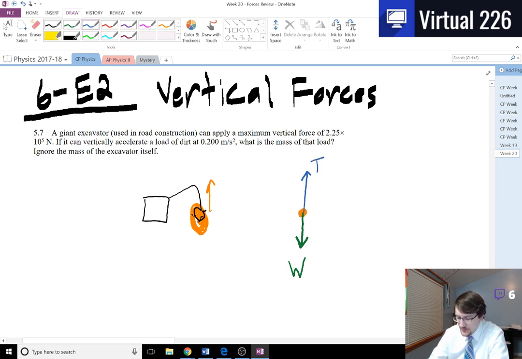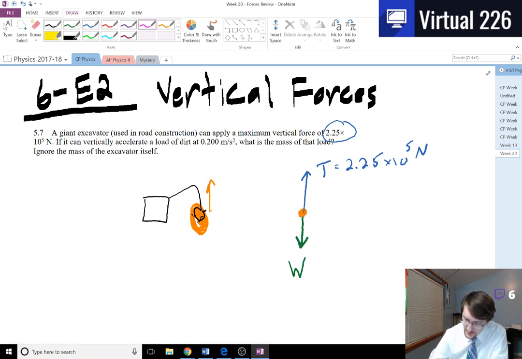the maximum tension from it, I guess we can call it a tension. If you'd like to call it a force in the arm, there'd be nothing wrong with that. But let's just call it a tension because we're lifting this up. There's some force in that arm there. The maximum vertical force we see here is 2.25 times 10 to the fifth newtons. That's a lot of newtons. And it can vertically accelerate a load of dirt 0.2 meters per second. So our acceleration here is 0.2 meters per second squared, excuse me, and that's going upwards, okay?